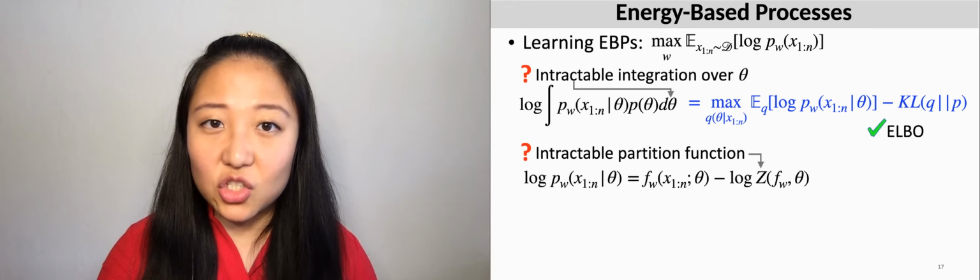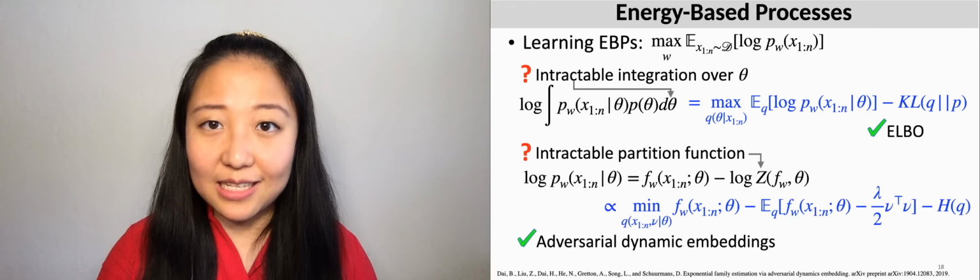The next challenge in learning EBPs is the intractable partition function in the EBM that requires integration over all x's. To get around this, we apply the adversarial dynamics embedding technique developed for exponential family estimation to learn an adversarial dual sampler, q of x given theta. This dual sampler is augmented with an additional kinetic variable, nu, and has a tractable entropy, h of q.